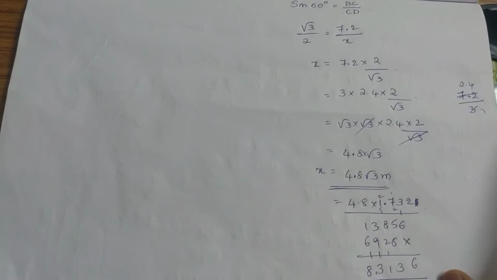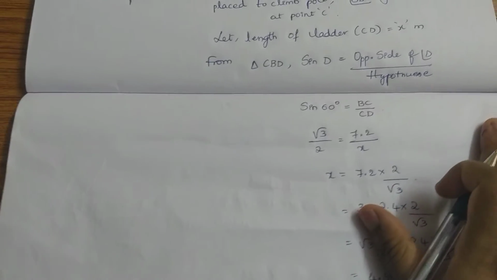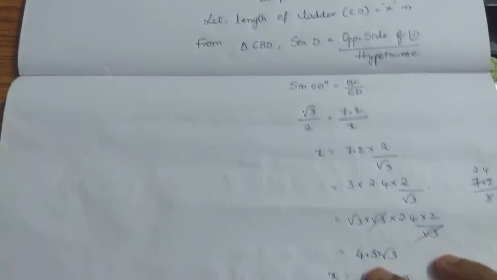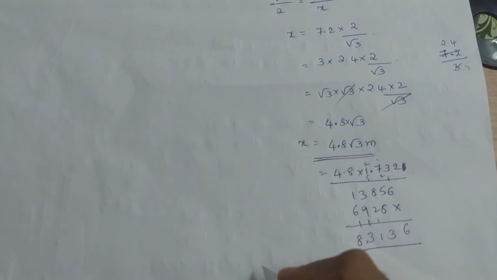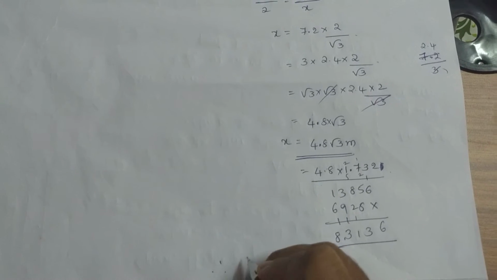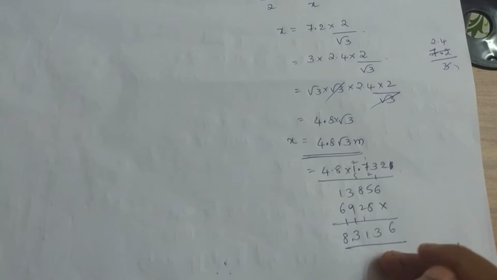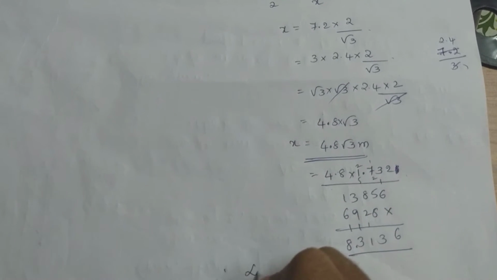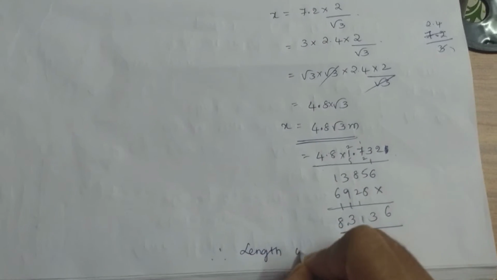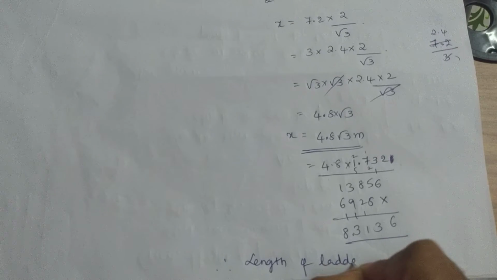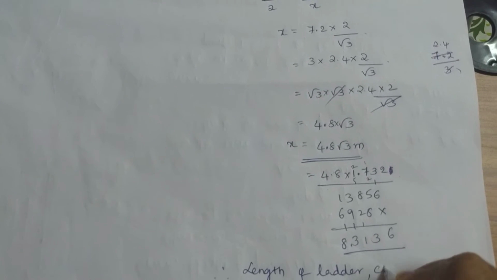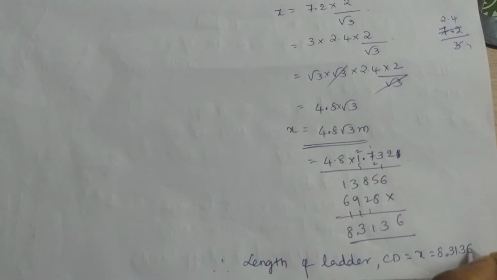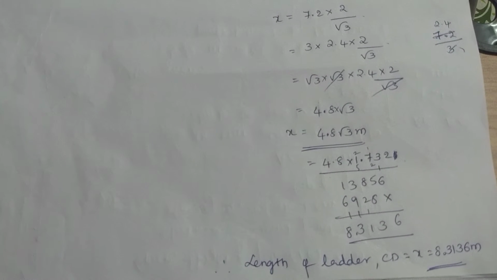What is this x value we have assumed? The x value is nothing but the length of the ladder CD equals x, which we have assumed. So we got the length of the ladder value as 8.3136 meters. You have to definitely write the value in terms of units also. Therefore, length of ladder CD equals x equals 8.3136 meters.